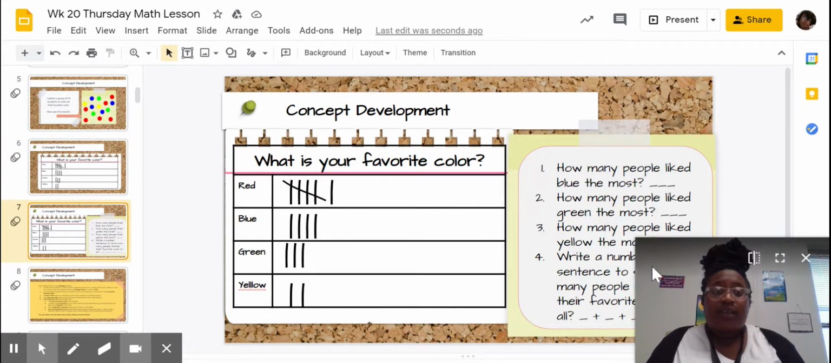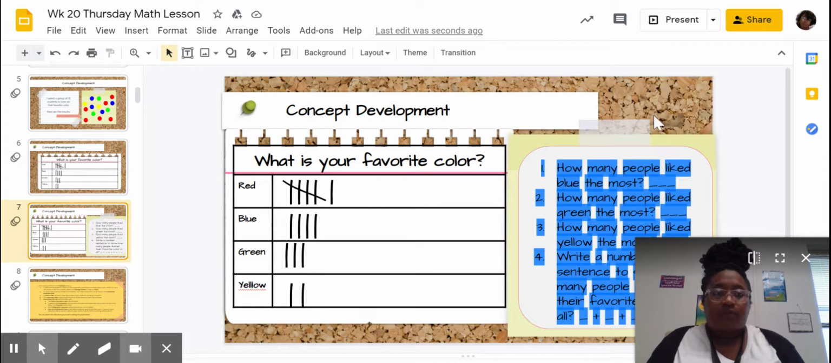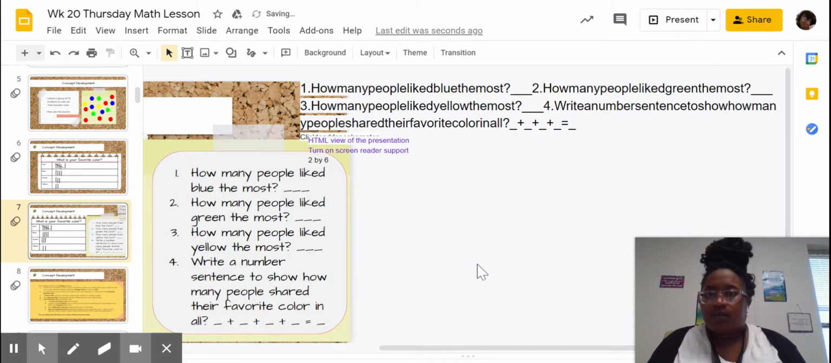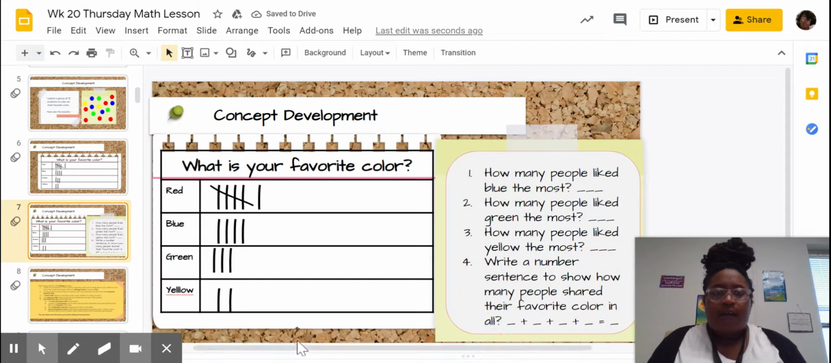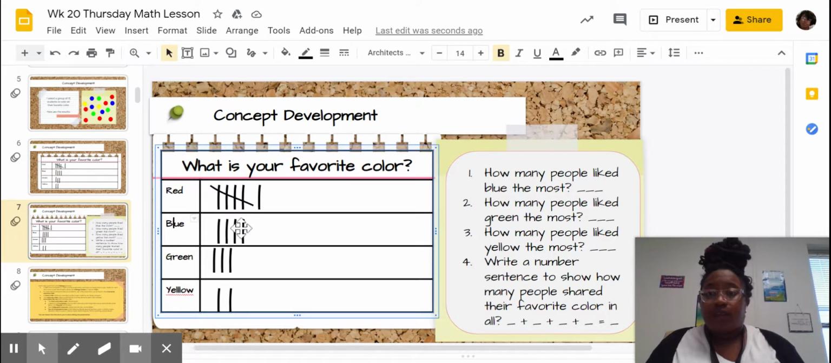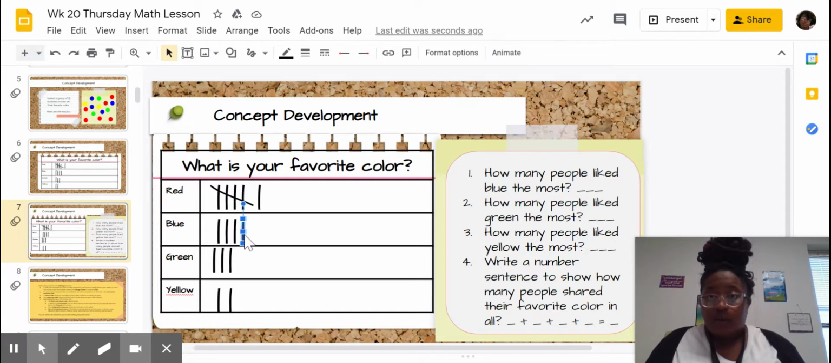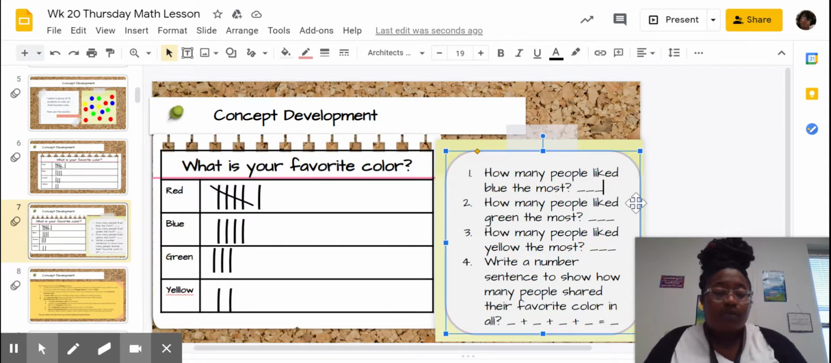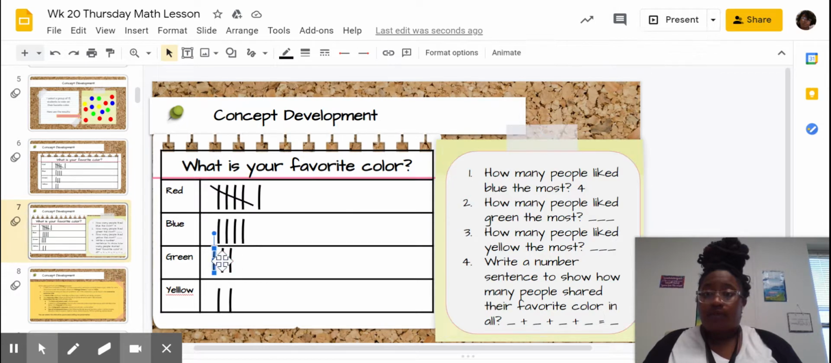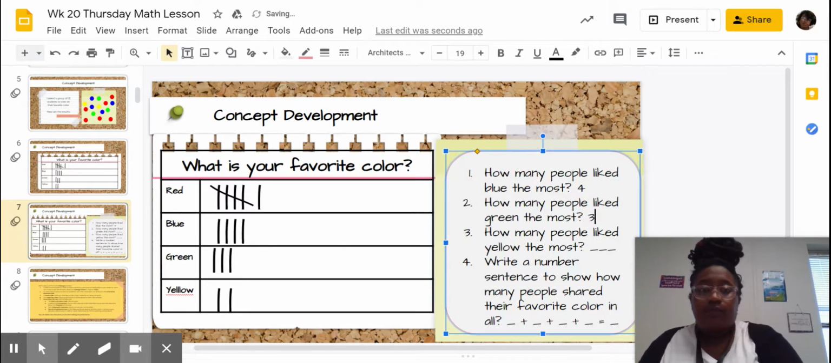So here's our chart. Let's take a look at these questions. Our first question says, how many people liked blue the most? So let's look at our tally chart. Let's find the color blue. Here's blue. So let's count the tally marks. 1, 2, 3, 4. 4 people liked blue the most. So let's go ahead and fill in our answer. 4. How many people liked green the most? Let's look at green. 1, 2, 3. Let's fill in the number 3.